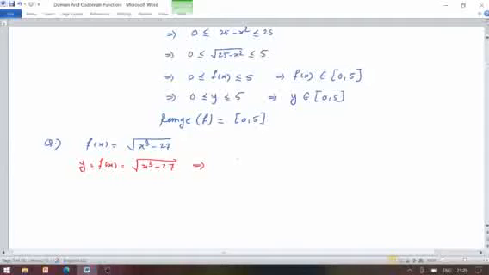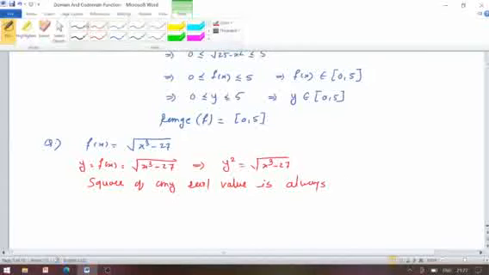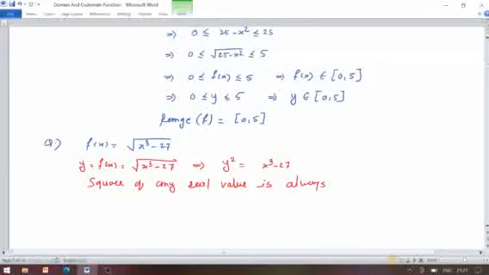So after squaring on both sides, we might get y square equals x cube minus 27. Again, we are well aware that the square of any real value is always positive. Keep in mind, after squaring on both sides, the square root and square get cancelled. So it is always positive. The square of any real value is always a positive number, we might say.